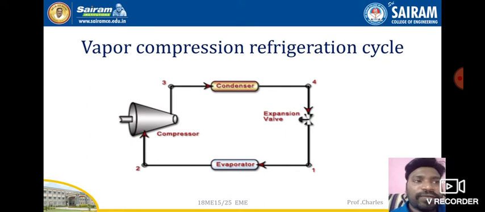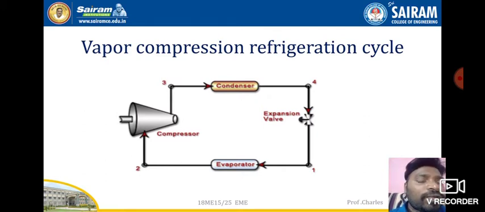So from 3 to 4, what we have to understand is, in the third point it will be in vapor state, and when it comes to the fourth state it will be turned into liquid. So vapor will be converted into liquid, and the pressure will remain the same, high pressure, and the temperature will come down from 3 to 4, high temperature will come down to low temperature. So this is what happens during this 3 to 4 process.